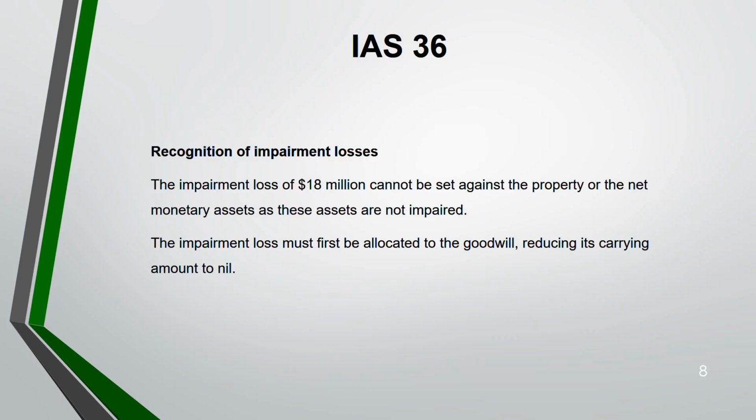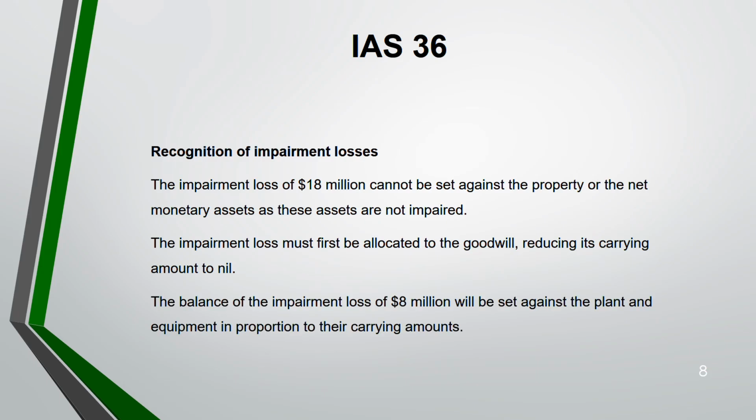So the goodwill amount is 10 million. If you allocate against goodwill, from 18, 10 million will go to goodwill. What is the impairment loss that is remaining? 8 million. So the remaining 8 million impairment loss you will set off against the plant and equipment, not fully, but in proportion to their carrying amount.